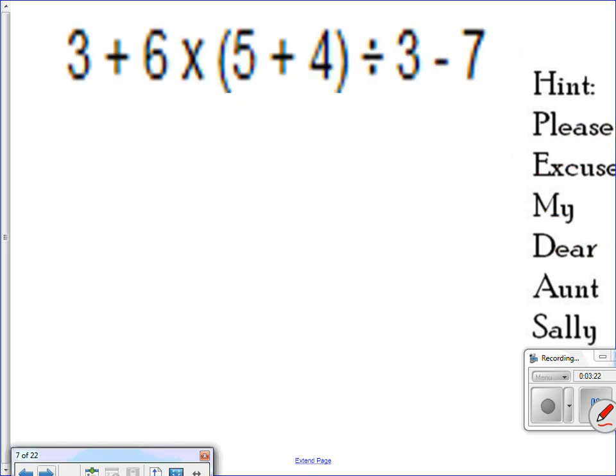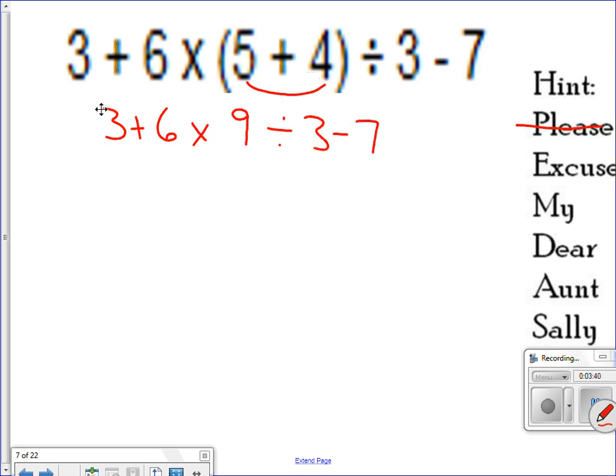Well, here's another problem. This one's a little longer. So are there any exponents? No, but there's parentheses. So this is how you write the problem out. 3 plus 6 times, you have to do this part first, 5 plus 4 is 9, divided by 3 minus 7. No more parentheses, no more exponents. Now I have to multiply first. Whatever happens first in the problem, so it looks like multiplying is before division. So I'm going to do 3 plus 6 times 9 equals 54, divided by 3 minus 7.